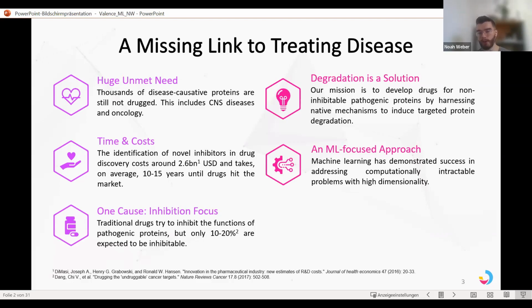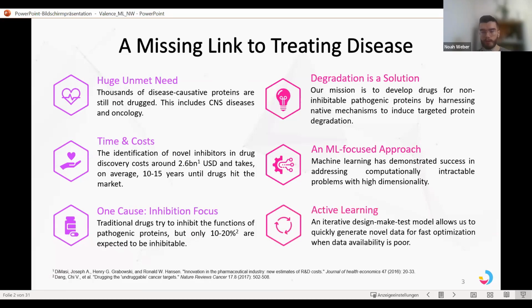The next pillar, or the next important step in modeling this in silico, is the ML-focused approach. As the field of degraders, or PICs generally, is maturing, there's a lot more data becoming available, and we could potentially make some interesting inferences and address the needs in designing these degraders computationally.